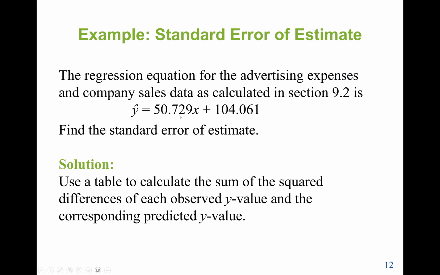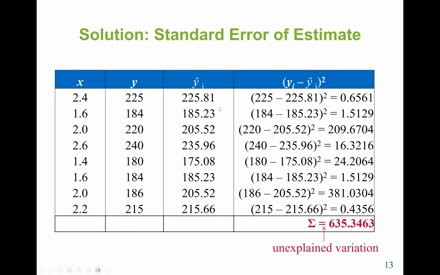The equation is Y hat equals 50.729x plus 104.061. So we plug in the values and this is what we get. Now we find the difference of the Y value and the Y hat and square it, and that's the answer here: 0.6561, 1.5129. Then the sum of it is what we have here, 635.3463, and this will be the unexplained variation.